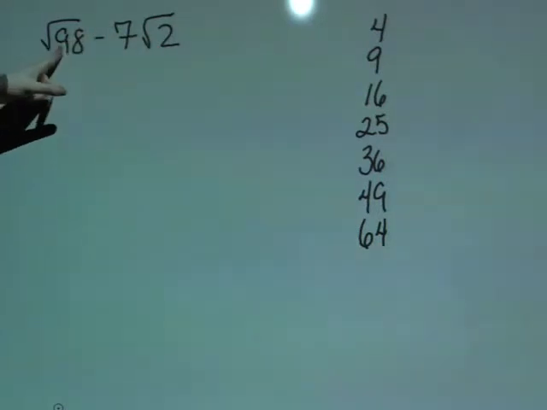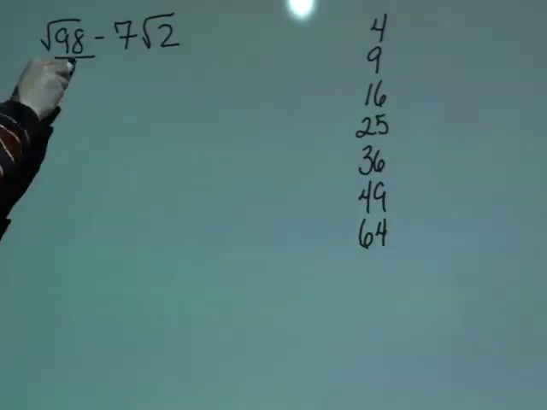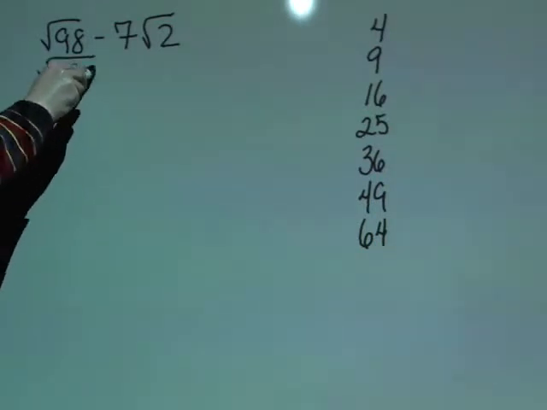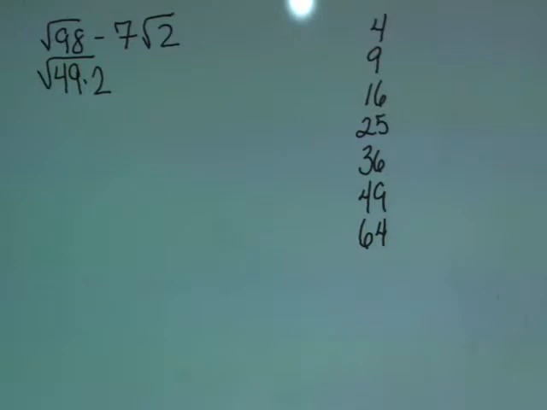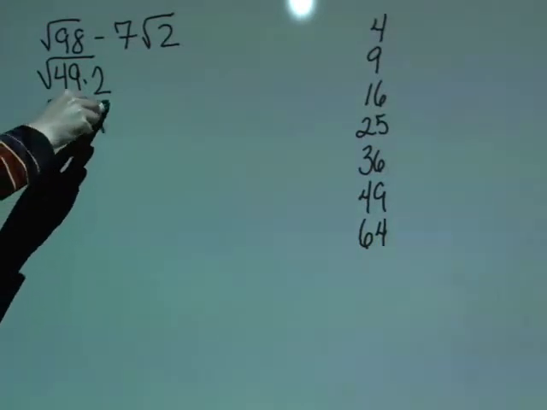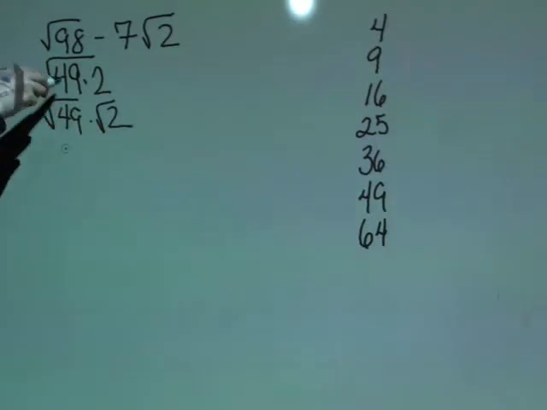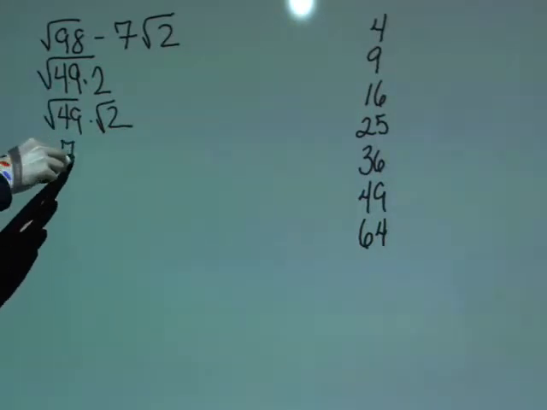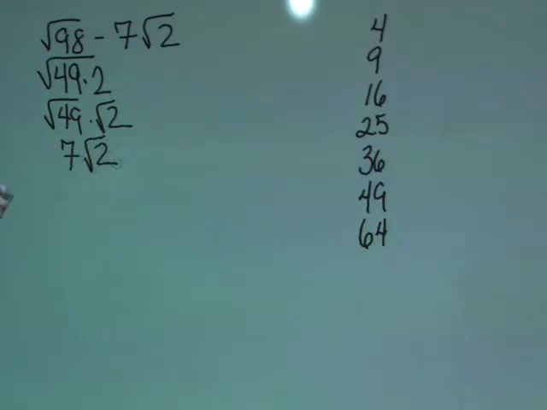So let's do something with 98 that involves 2. Well, I can make that happen because 49 times 2 is 98. So this is the same as root 49 times 2. Again, why? Because 49 times 2 is 98. Well, when I separate this out and write it as root 49 times root 2, we've got the square root of 49 here, which equals 7. So this is actually 7 root 2.